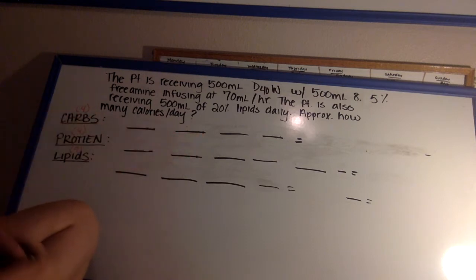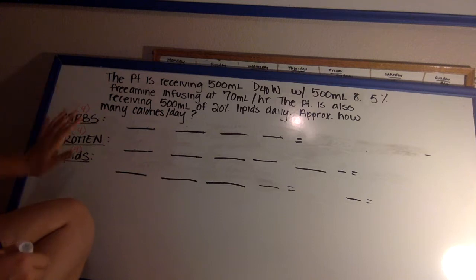All right, so let's go ahead and get started. As you can see, I always start off in this order for some reason: carbs, protein, and lipids. That's just how I do it. So I already have that set here. Let's go ahead and start with carbs.